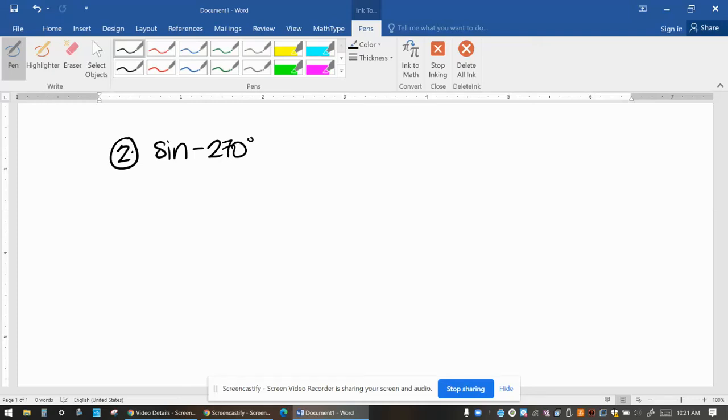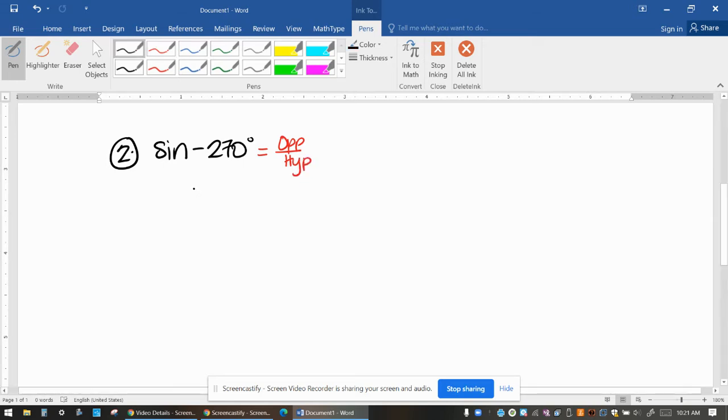Here in number 2, they're asking you to find the sine of negative 270. So first we're going to graph the angle and see if we can draw a special right triangle to match. And if we can, then remember sine is opposite over hypotenuse, right?